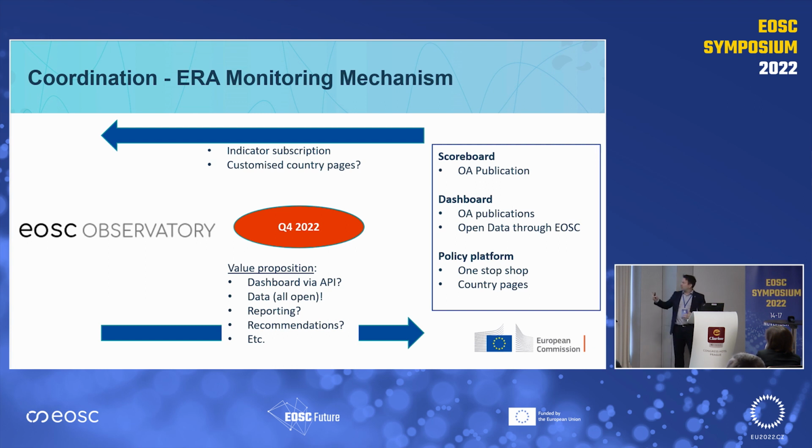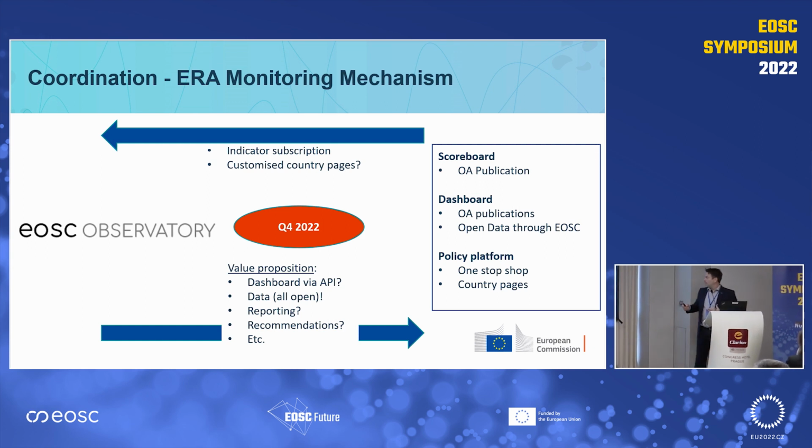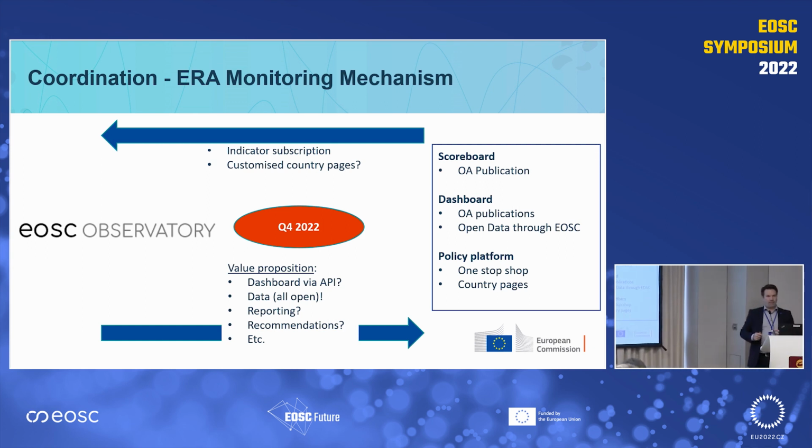And this mechanism includes 3 elements, or 4 actually. It's a scoreboard, a dashboard, a policy platform, and the reports from the Commission on the development and the data. The policy platform is the widest and perhaps most closed part of this monitoring mechanism. It should be a one-stop shop for the countries to go and find the data about how they are progressing in the ERA actions. There will be country pages there.